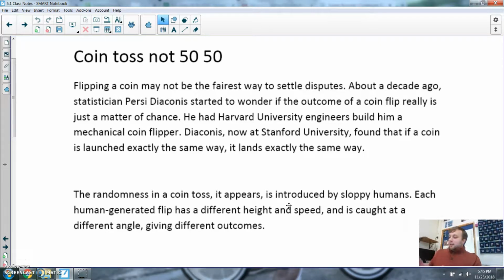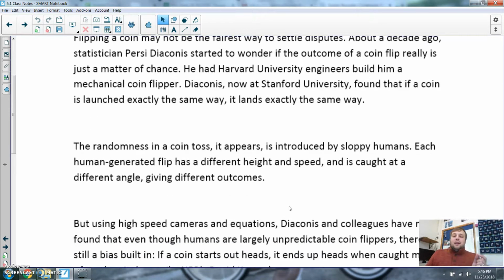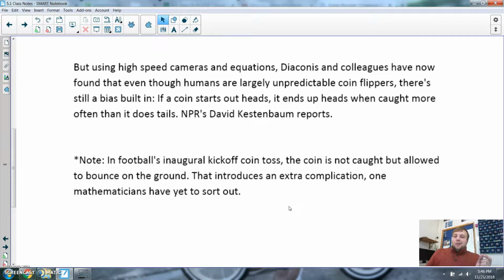So they've actually created a machine, a robot that you put a coin in, and it flips it the same way every single time, and it lands the same way every time. Woo! Right? Anyways, when it comes down to it, coins are slightly weighted more on one side than the other. And so they're not exactly 50-50, but they're pretty close, okay? Anyways, pause if you want to read that article.